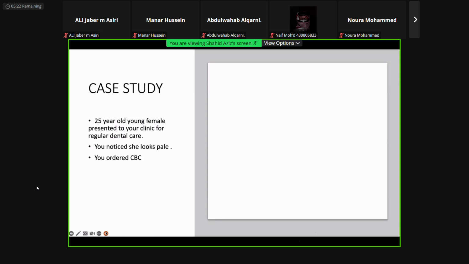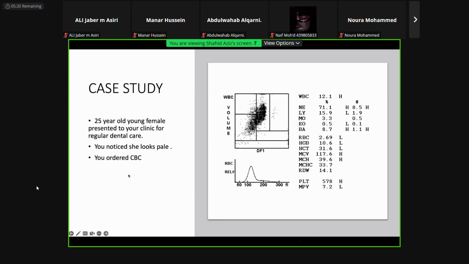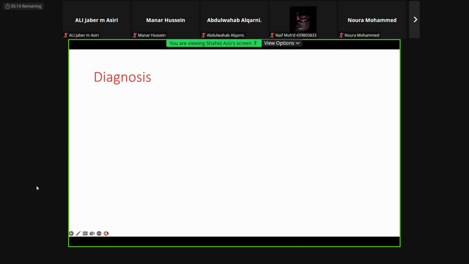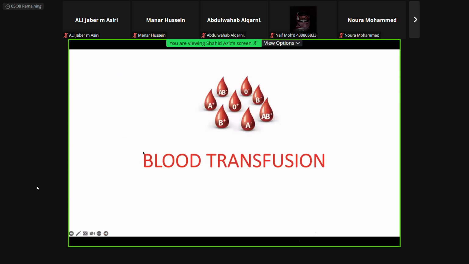The patient we talked about with macrocytic anemia, you can see that the MCV is high. This we had discussed previously. And what is the cause of this? It is megaloblastic anemia, and it is either vitamin B12 deficiency or folic acid deficiency.